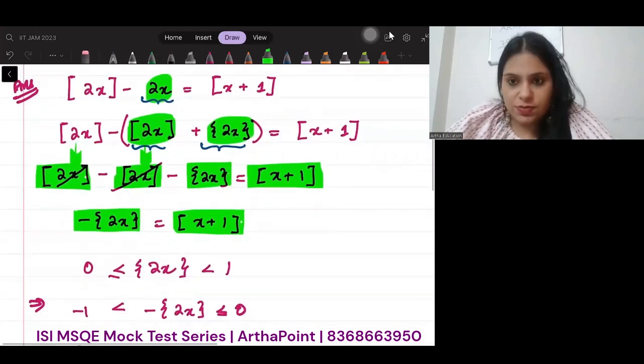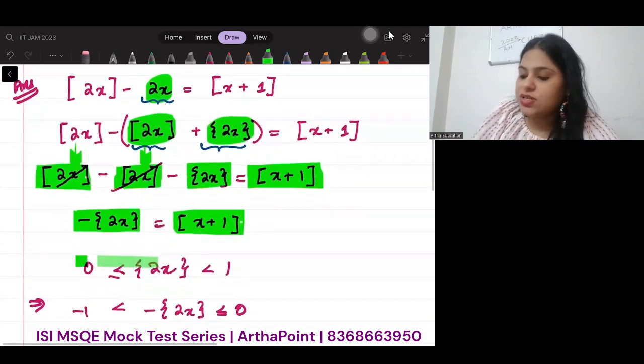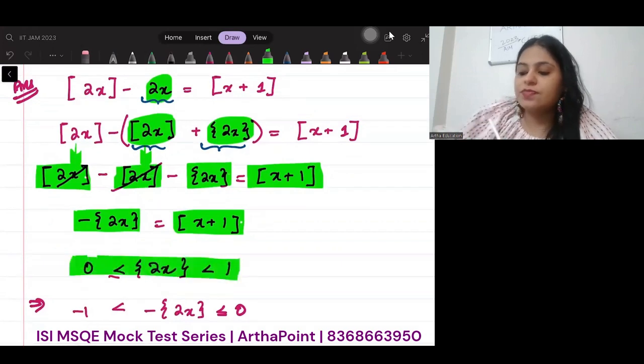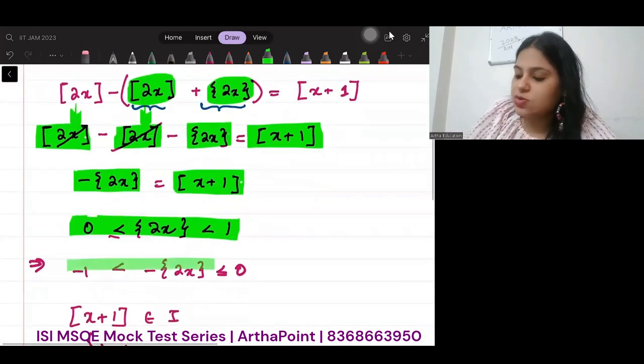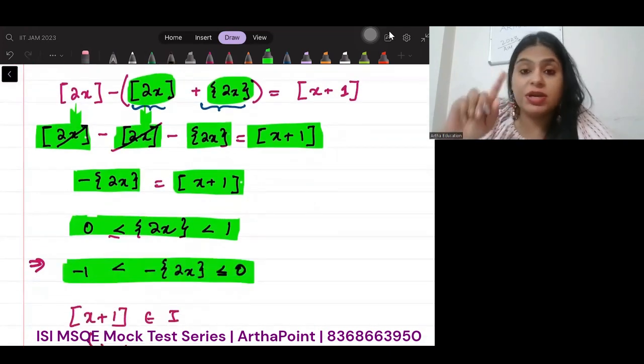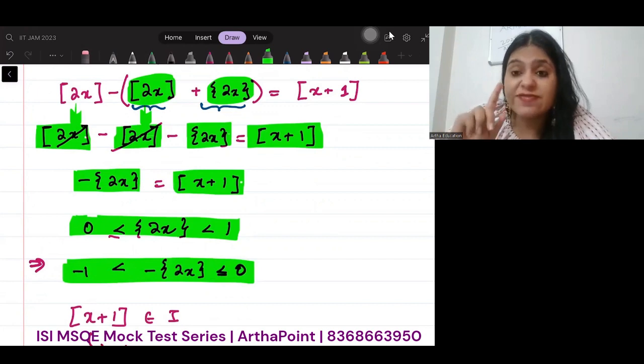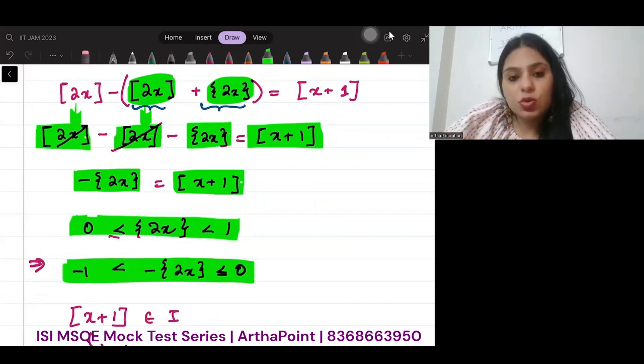Now just think about this. The fractional part of 2x is a fraction. If it is a fraction, then it has to be between 0 and 1, with 1 not included. If it is between 0 and 1, then minus the fractional part will be between minus 1 and 0, and minus 1 will not be included. This is clear to us?